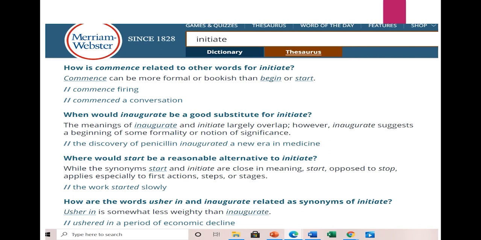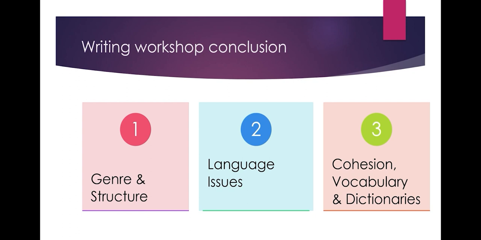With this, I'm coming to my writing workshop conclusion. In the beginning, I talked about genre and the structure of an article. I talked about IMRaD and CARS. In part two, I talked about language issues, about passive, first person, and bias in language. And in the third part, I talked about cohesion, vocabulary, and dictionaries.